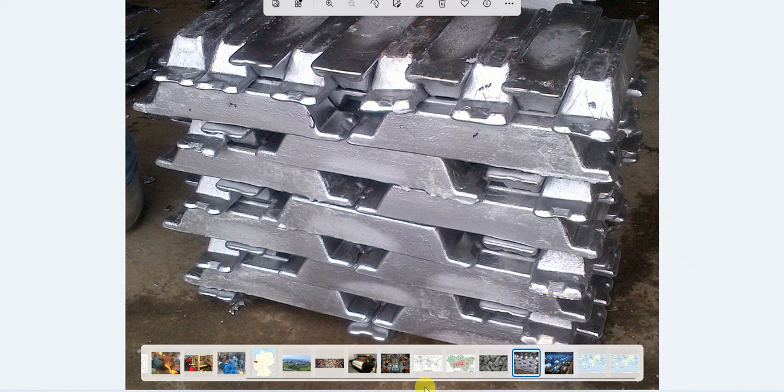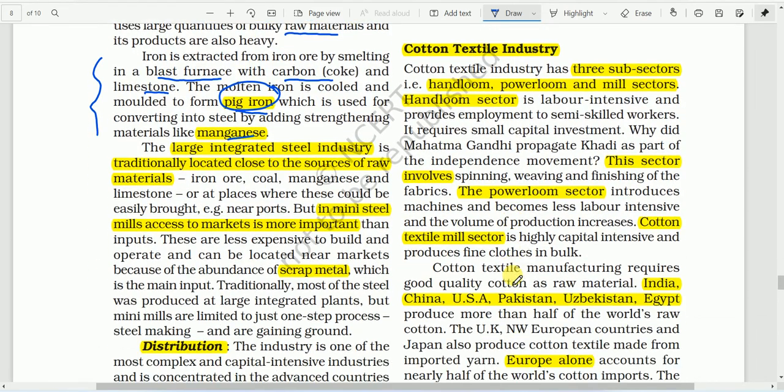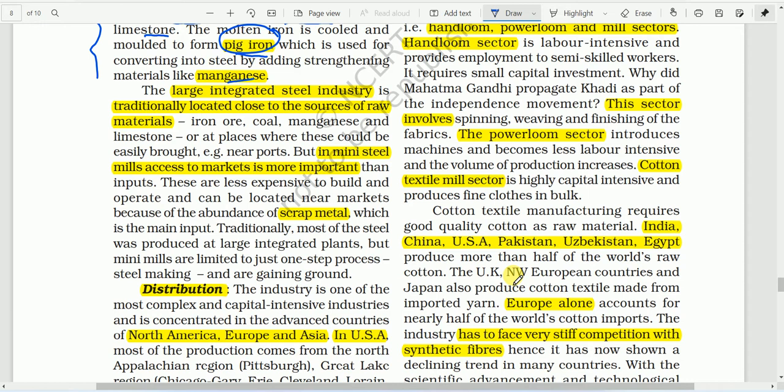Okay, so let us continue. Any questions, boys and girls? Let us continue. The large integrated steel industry is traditionally located close to the source of the raw materials. So most of the traditional iron and steel industries are located close to the source of the raw materials like iron ore, coal, manganese, and limestone, or at other places where these could be easily brought. Sometimes it may be located near a port also.